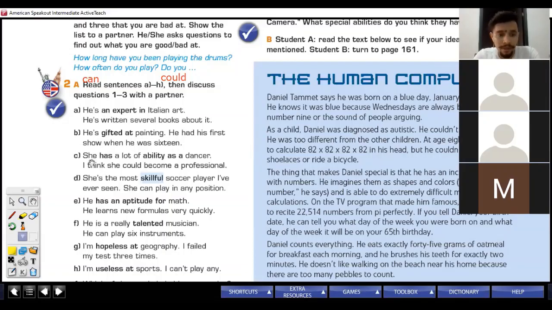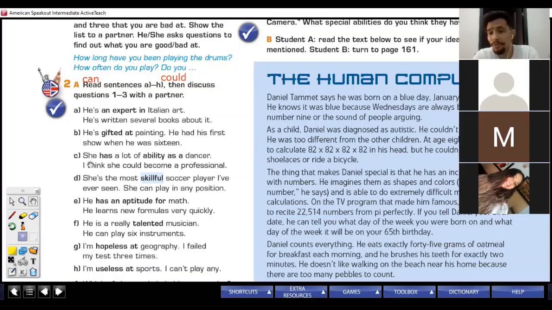C, she has a lot of ability as a dancer. Ability in the present. Can I use it in the past? Yes. Why not, right? She had a lot of ability as a dancer. Now, D, she's the most skillful soccer player I've ever seen. Skillful. Ability in the present, right? Can I use it in the past? Like she was the most skillful player? Yes. Can use it.